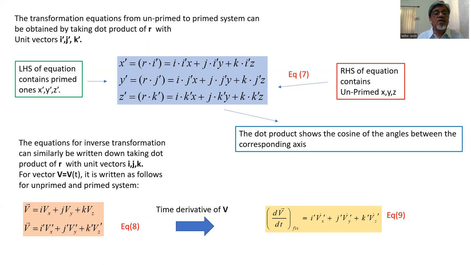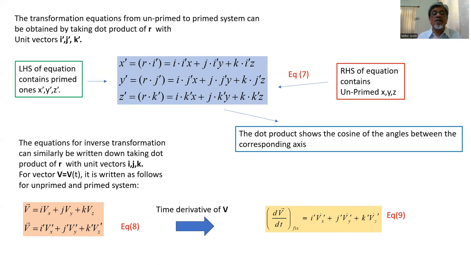The equation for the inverse transformation can be similarly written down by taking a dot product of R with the unit vectors I, J, K. For the vector V, a function of T, it is represented as follows for the unprimed and primed systems. V is equal to I Vx plus J Vy plus K Vz, and V is also represented as I prime V prime X plus J prime V prime Y plus K prime V prime Z. That is equation 8. The vector V remains the same; only the representation is different in the primed and unprimed systems.